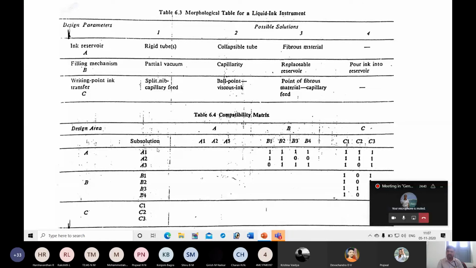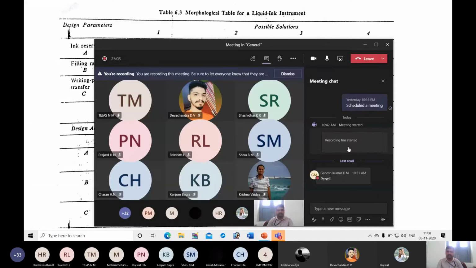This is an example. Like this, you have to evaluate all possible combinations. A1 C1, that is, A1 is rigid tube and C1 is split nib capillary feed. Like that you have to evaluate the feasibility of the combinations. This is how you have to write the compatibility matrix. If you have any doubt or anything to ask, you can. Otherwise, I will continue.